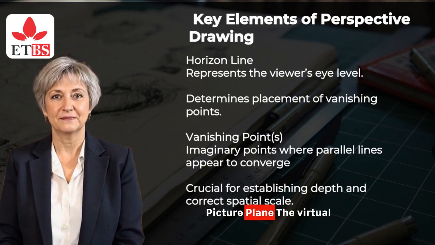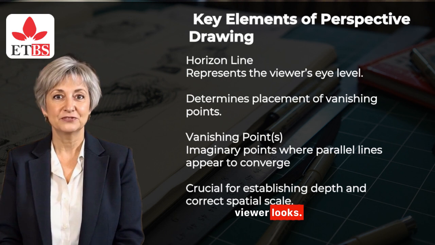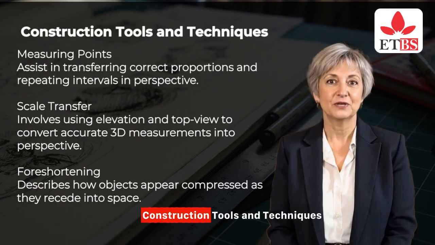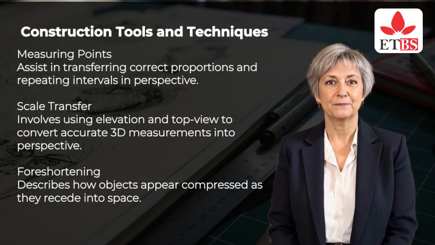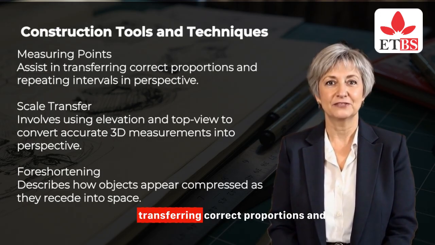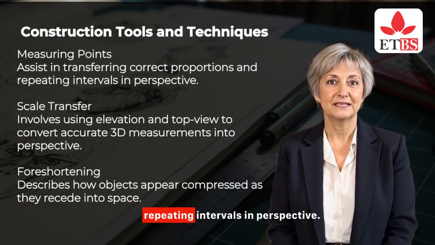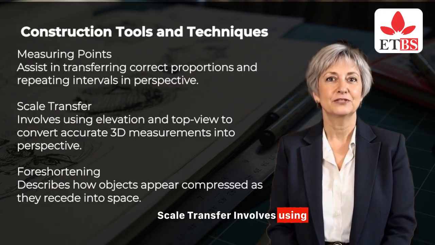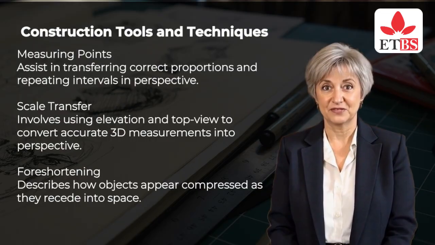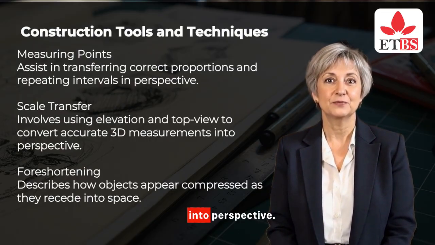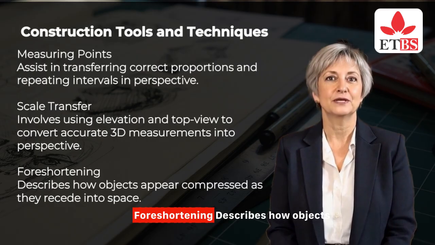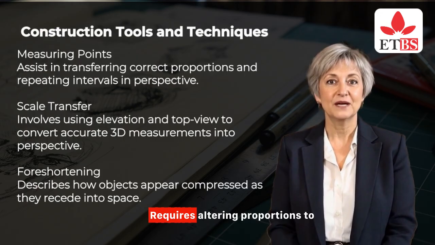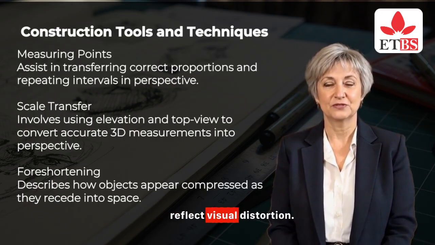Picture plane. The virtual window through which the viewer looks. Used to project measured drawings into perspective space. Construction tools and techniques. Measuring points assist in transferring correct proportions and repeating intervals in perspective. Scale transfer involves using elevation and top view to convert accurate 3D measurements into perspective. Foreshortening describes how objects appear compressed as they recede into space. Requires altering proportions to reflect visual distortion.